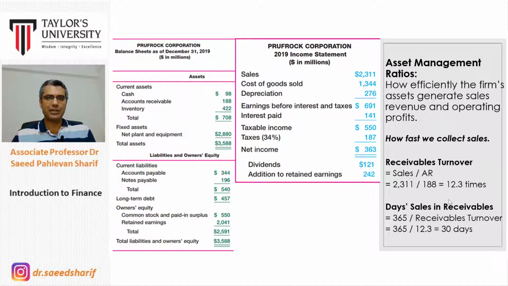In other words, on average, we collect our credit sales in 30 days. How did we get 30 days? Just 365 days divided by 12.3 times. It means every 30 days on average we can collect our credit sales, right?